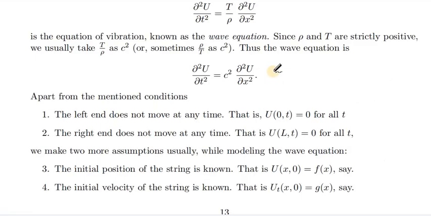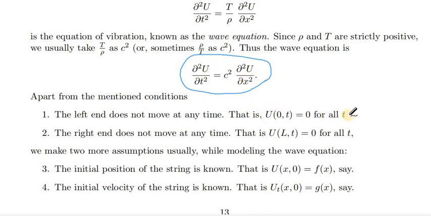If we model the wave equation using partial derivatives, the equation that corresponds to u will be given by ∂²u/∂t² = c² ∂²u/∂x². This is called the wave equation. I'm not deriving the wave equation here. We just use this wave equation and solve it.